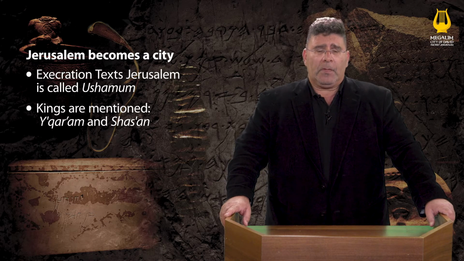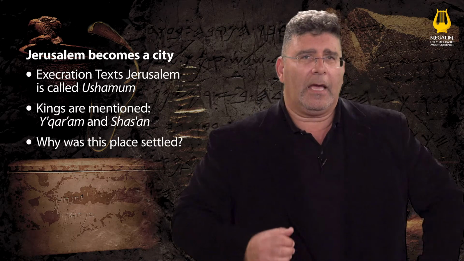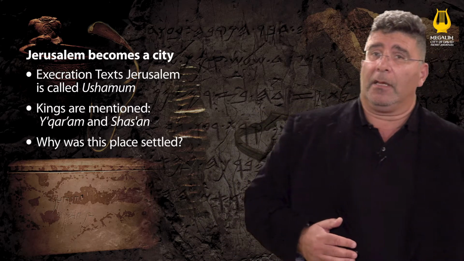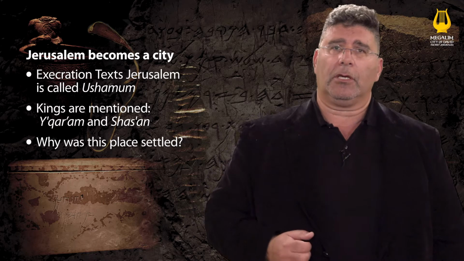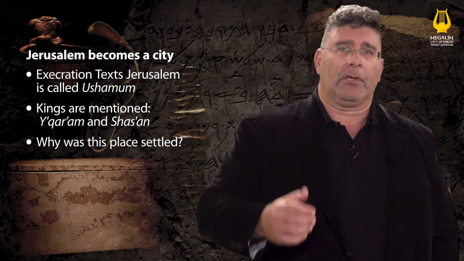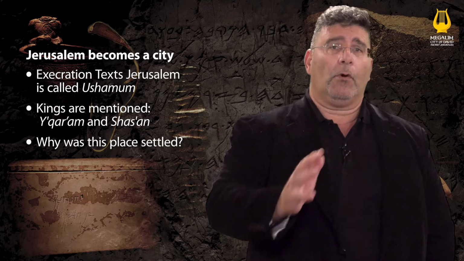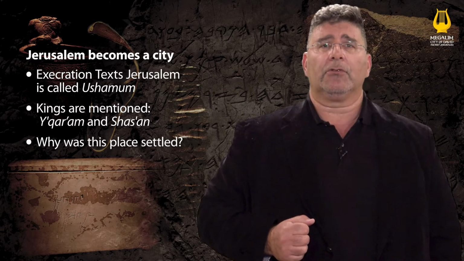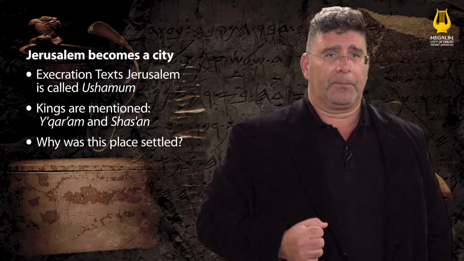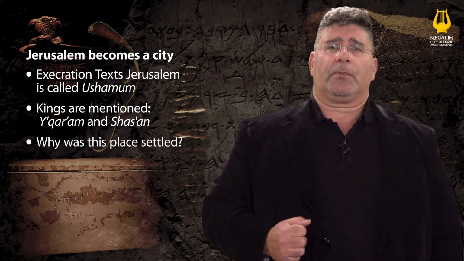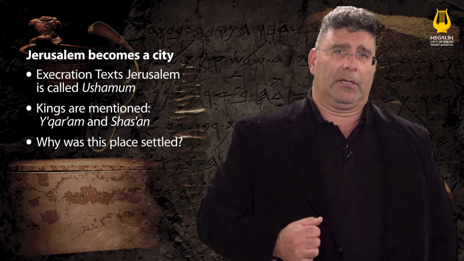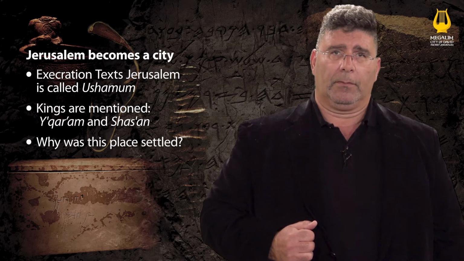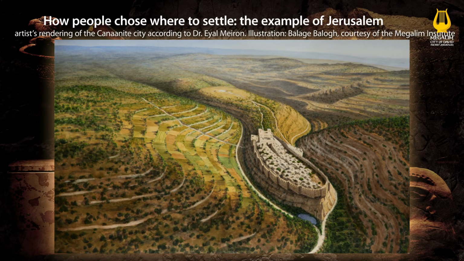Anyhow, the question is, why did the Canaanites decide to build a city in Jerusalem, south of Mount Moriah, adjacent to the Kidron Valley? Was there something important here? Well, we've already discussed this question in the introduction to archaeology. We will look again at this explanation right now before we continue on our study of Canaanite Jerusalem. How people chose where to settle, the example of Jerusalem.